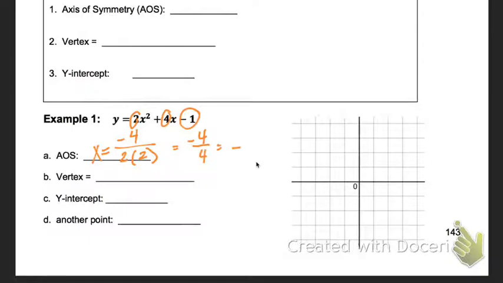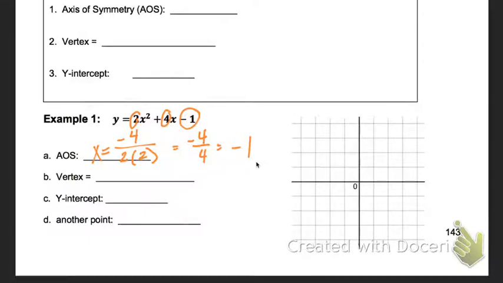Negative 1. Is that the same as what we got at the top? So x equals negative 1. They are supposed to be, because they're the same equation. If you look at the very top, what we started with before we completed the square is the same equation.